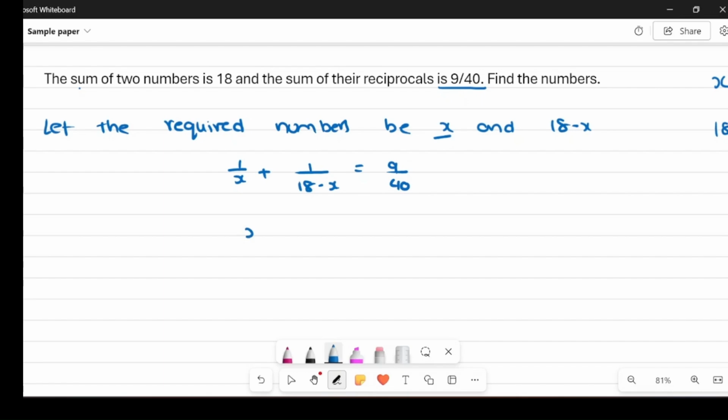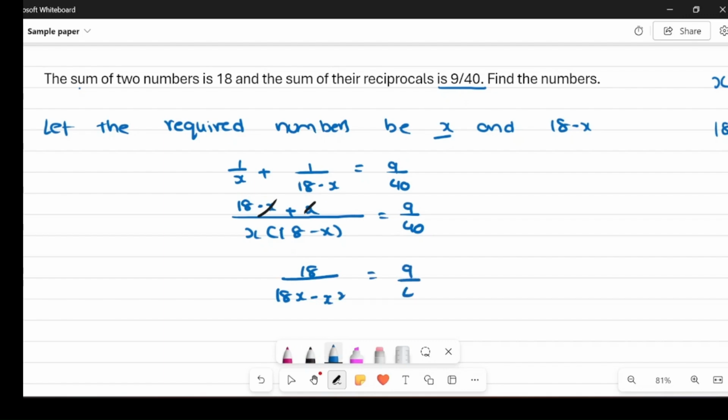Now take LCM and simplify. LCM would be x into 18 minus x. Here in the denominator we already have x, that means we need 18 minus x. So numerator is 1, so 1 into 18 minus x is 18 minus x, plus we have 1 over 18 minus x, so our denominator should be x into 18 minus x, that means we need to multiply by x. So x into 1 is x, is equal to 9 by 40. Minus x plus x gets cancelled, then it would be 18 by x into 18 minus x, that is 18x minus x square, is equal to 9 by 40.